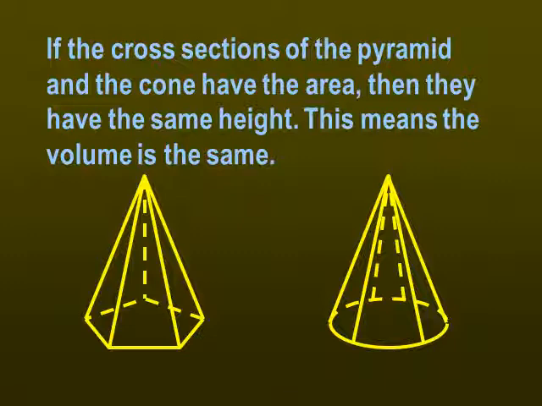Okay, so let's talk about a pyramid and a cone for a second. If the cross sections of a pyramid and a cone have the same area, then they have the same height, and that means that the volume is the same. On the left we have a pyramid. Do you see that it has a polygonal base? That's a pentagon, right? And on the right there is not a polygonal base, it's a circular base, which makes it a cone. But if those bases have the same area and they have the same height, then they have the same volume. This is Cavalieri's principle, just in a different form.